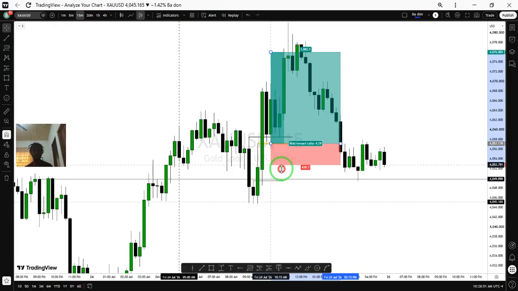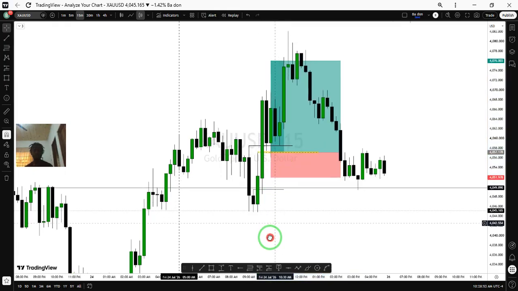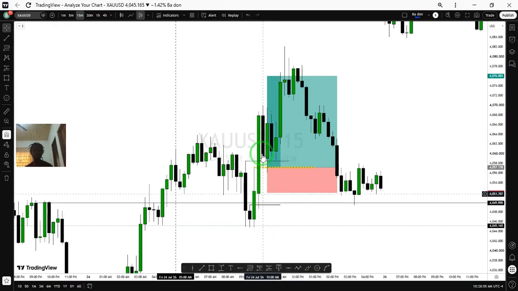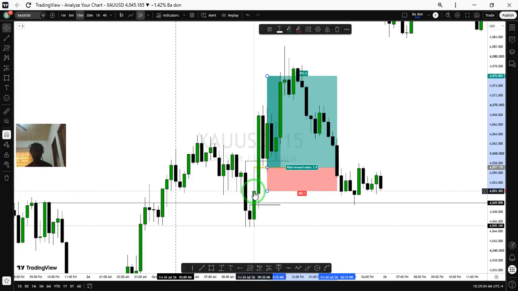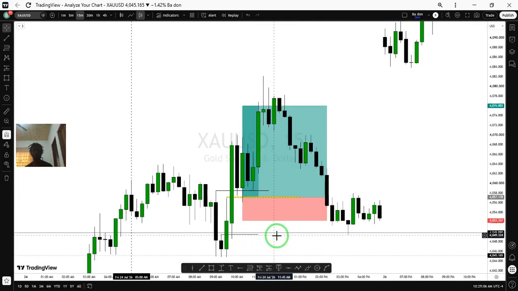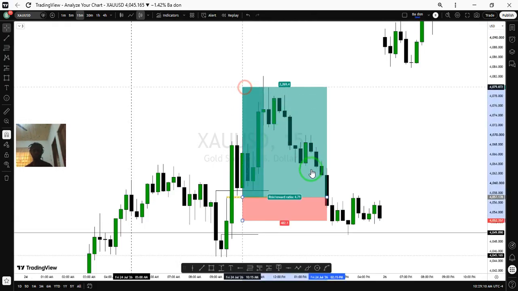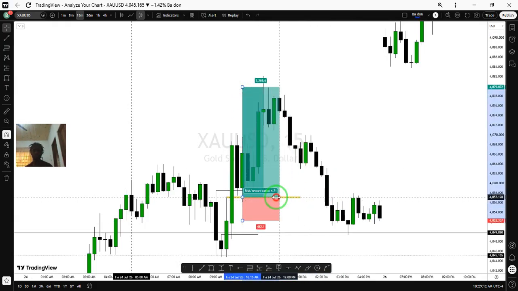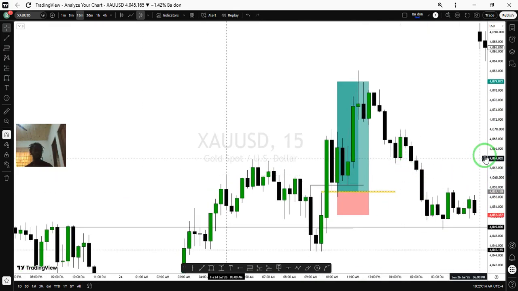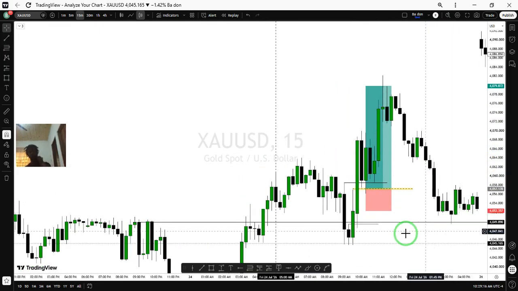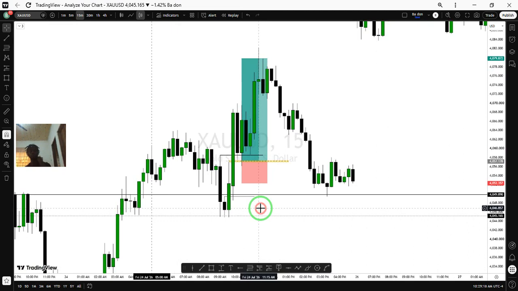Our stop loss will be at the open of the middle candle, which is at this level right here. And we are targeting probably 1:3 or 1:4. In this case, 1:4. And as you can see, it was beautiful. The market worked out pretty well.